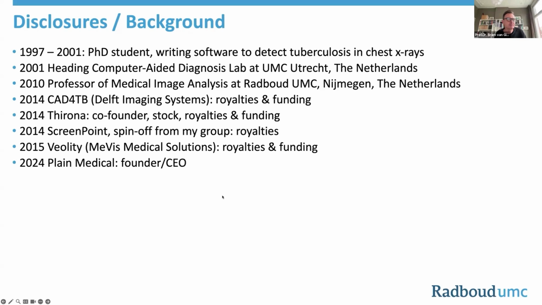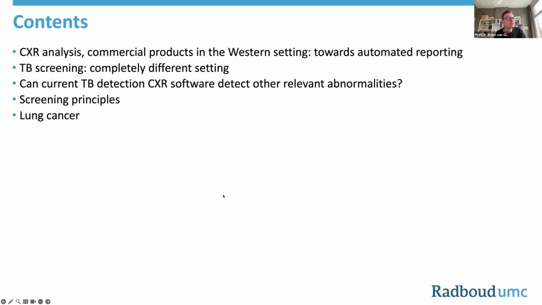in radiology. So I want to talk today about, first, what is available currently for chest X-ray in the Western setting and how that is going, and then emphasize that TB screening is really a completely different setting. Then focus on attempts to identify other abnormalities in chest X-rays than just TB. Talk a bit about screening principles and focus on one of the possible applications, lung cancer screening.